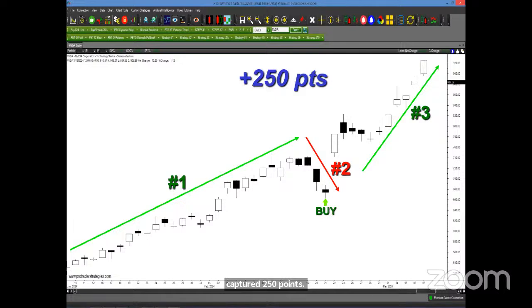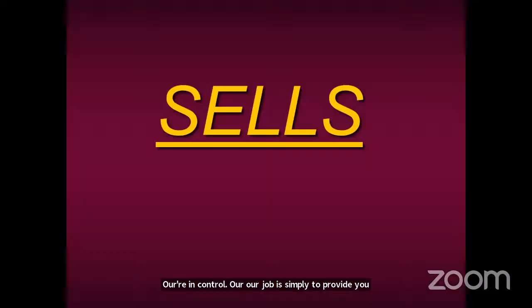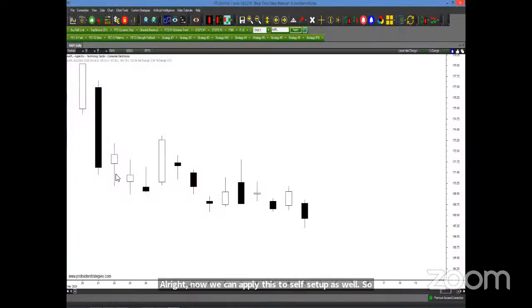Now, we realize this is an expensive $700 stock, but you could have bought some calls right here on the buy signal, or some spread strategy where you could have had a bias to the upside with a spread. Lots of different ways to trade it. You're in control. Our job is simply to provide you with these high probability setups and signals. All right, now we can apply this to sell setups as well. So let's look at some sell examples. Here we're looking at Apple, okay?